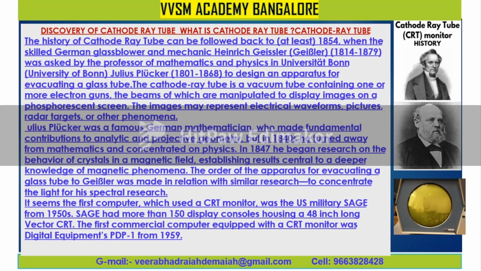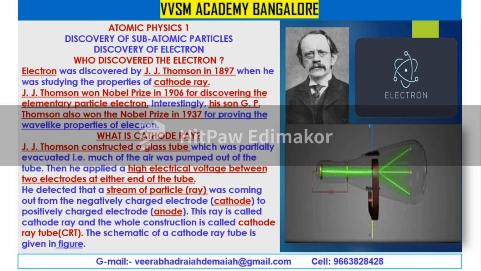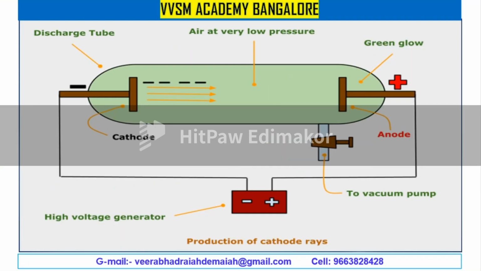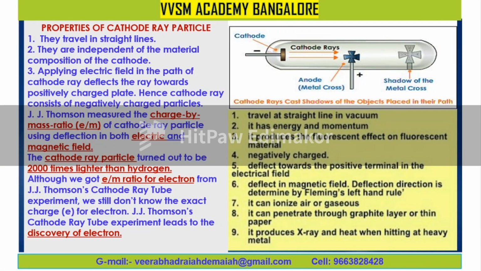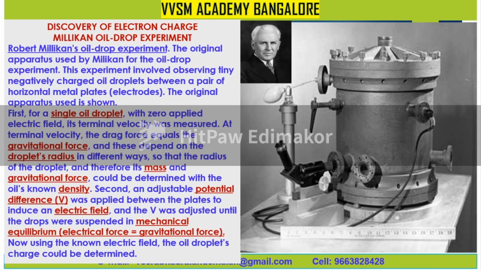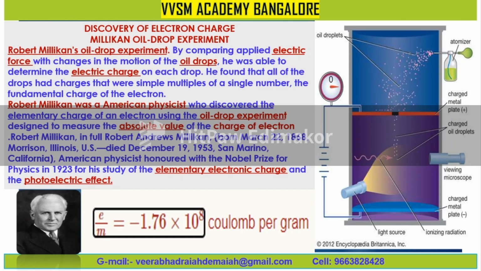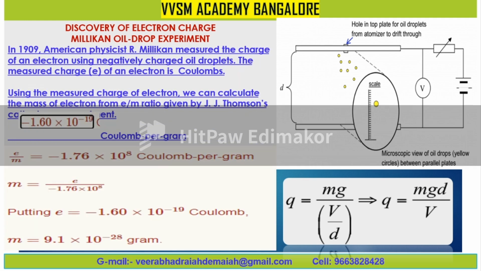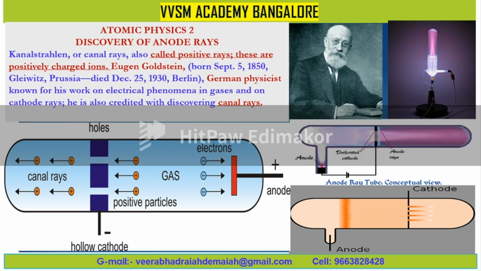So, discovery: cathode ray tube, discovery of the electron, discharge tube, properties of cathode rays, discovery of electron charge, the Millikan oil drop experiment we have discussed, and the charge of the electron. Physics 2: discovery of anode rays.